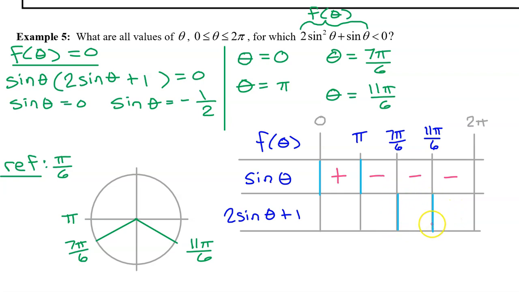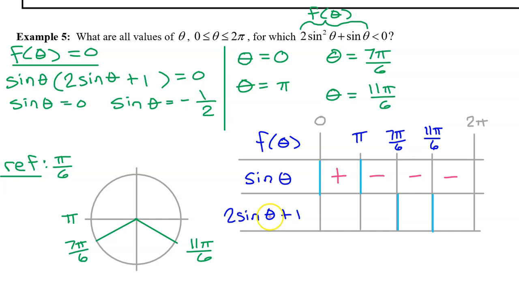These 2 blue lines are here to remind us that we only have to check 3 intervals, not 4. We need to check the interval from 0 to 7 pi over 6, the interval between 7 pi over 6 and 11 pi over 6, and the interval from 11 pi over 6 to 2 pi. We can use pi or 0 as test values. Even though 0 is on the end point of this interval, we are still allowed to use it as long as it wasn't one of the critical values where this factor was equal to 0. But let's go ahead and use pi.